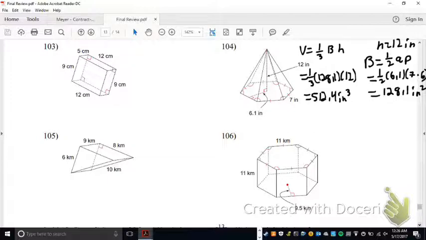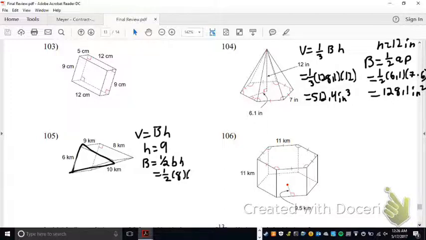Next up, 105, we have another prism. So, area of the base times the height. Now here, our height is the distance between those two triangles. So it's 9. The base is the triangle, so we need to find its area, 1/2 little b times h. See how that little b there is for the length of the side of the triangle? Big B is the area of the base.